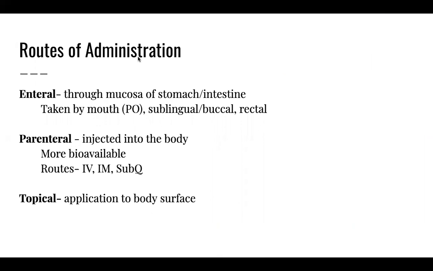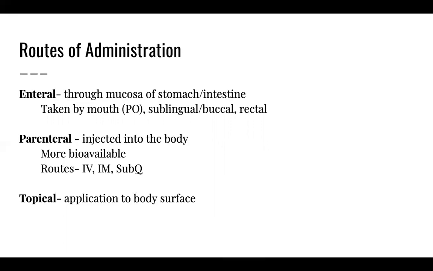We have 3 routes of administration. And these routes are enteral, parenteral, and topical. So these are 3 categories of routes of administration. And we'll talk much more about this in chapter 9, when we're talking about how do we give meds. But I want you to look at these categories, and it will be helpful as we go through pharmacokinetics.